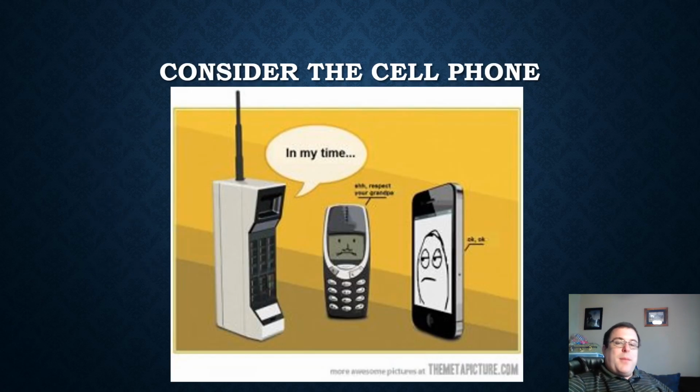So think about it this way. Consider the cell phone. A lot of people were not around when the original cell phones came out. There were the giant brick-looking things, the one on the left. Then you have the one that I really got started with, one that was an actual phone. Now today you've got your smartphones, which for all intents and purposes are a computer with a phone app. That's really what it is.